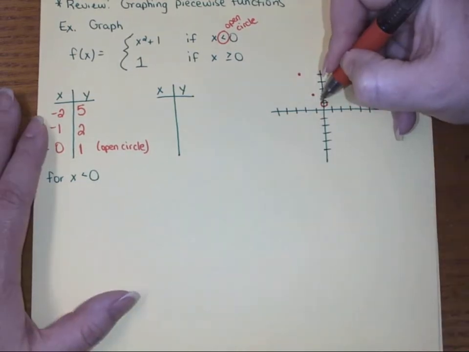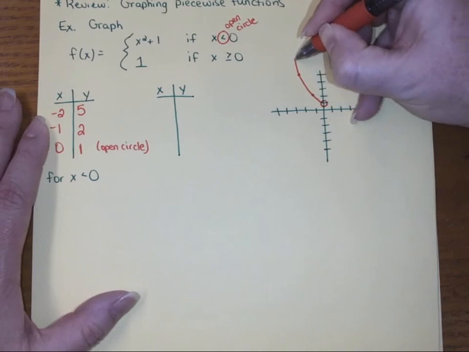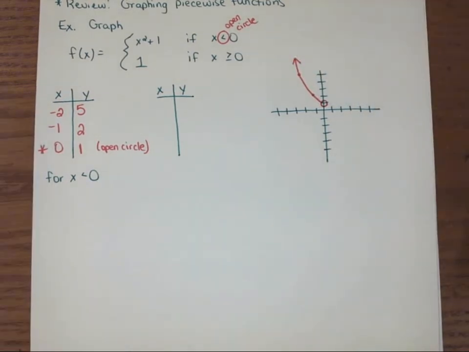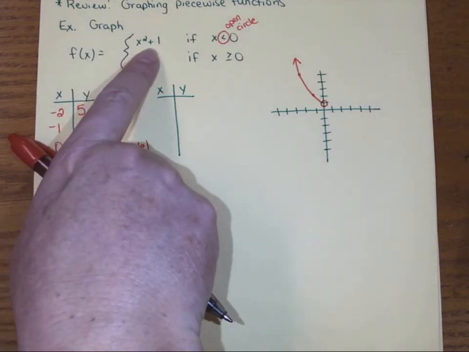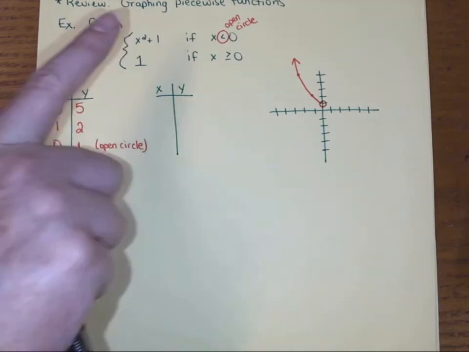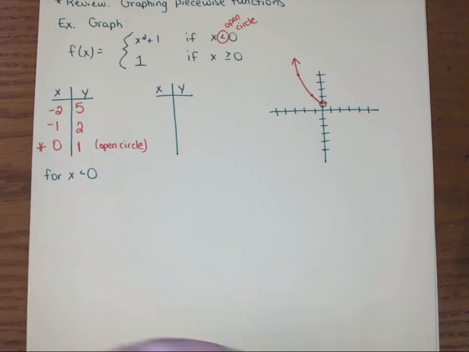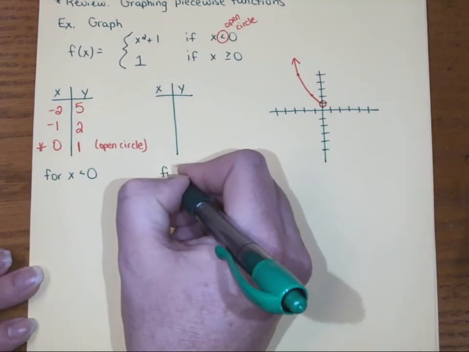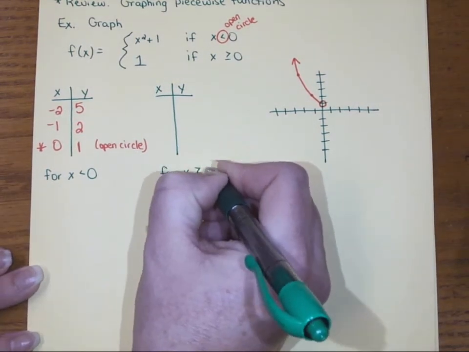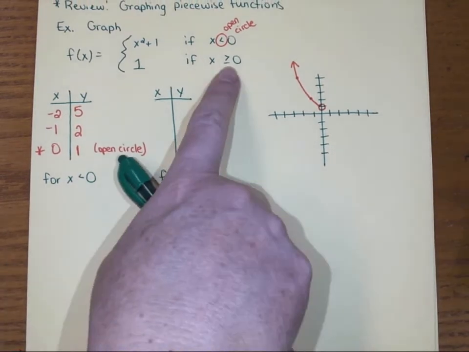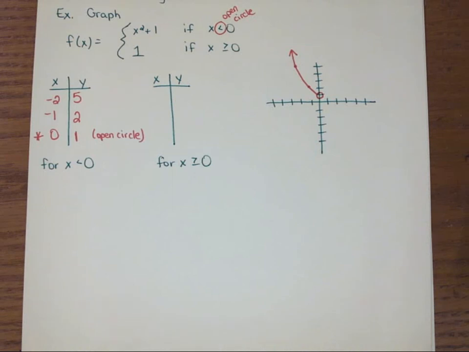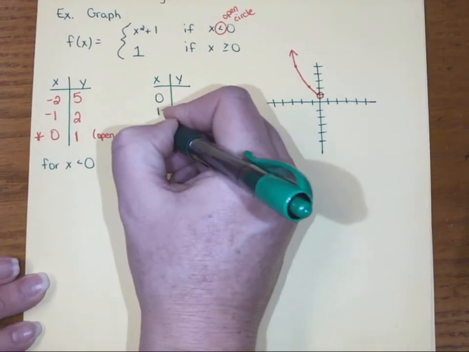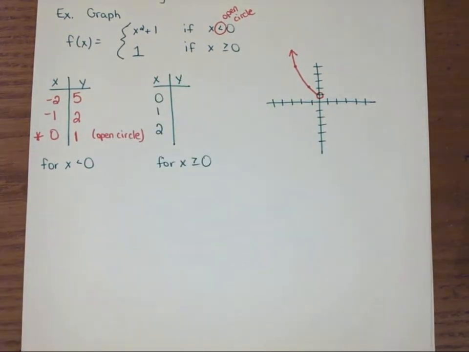Notice, if you draw this piece, it looks like part of a parabola. By the way, look at the pattern. That is a parabola, right? An x-squared equation is a parabola. Okay, so let's do a second chart where we only choose things that are greater than or equal to 0. We're splitting them up based on what we have here. So let's pick 0, 1, and 2.